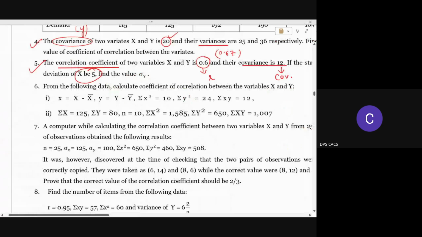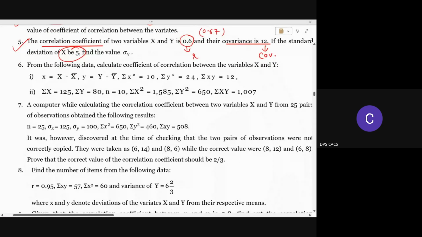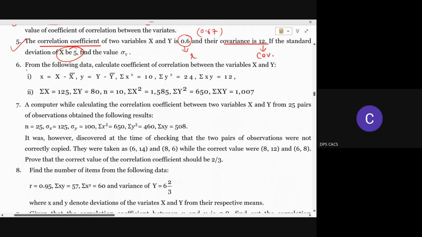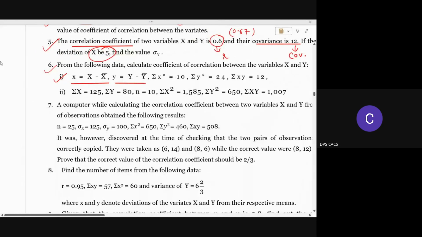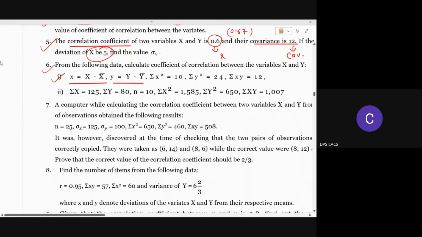Tell me, 6-1 can be done with which formula? Formula 2, because they have given you this condition. X is deviation of X, Y is deviation of Y. So formula number 2, apply and get the answer.